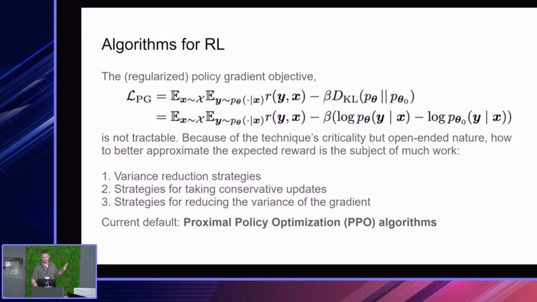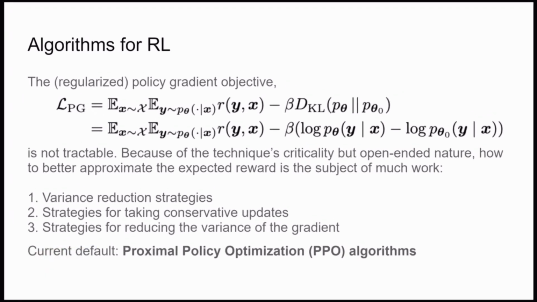I'll end by saying a couple of words briefly about this policy gradient objective. The big problem here is we have this intractable expectation. This is a critical technique, but the approximation is open-ended. How to better approximate the expected reward is the subject of much work. Some of the big strategies are variance reduction strategies and strategies for taking conservative updates. The idea is you don't ever trust a gradient, so you don't want to take a massive leap on the advice of a single gradient. There are also strategies for reducing the variance of the gradient rather than just of the expected reward. And the current default that everyone uses and no one really loves is probably the PPO algorithm, proximal policy optimization, which combines all of this.